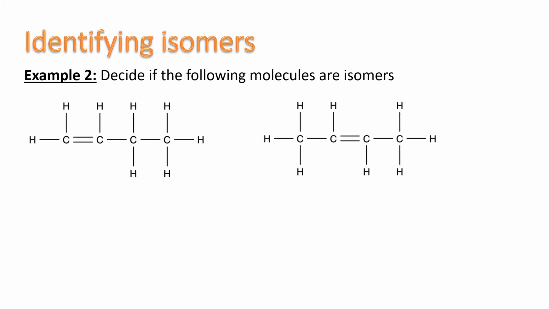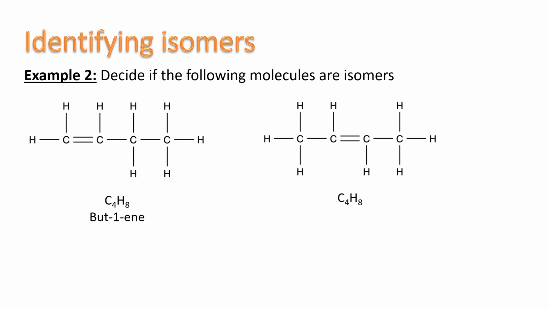Okay, let's think about example 2 now. Decide if the following molecules are isomers. Again, we start by working out our molecular formula for each. On the left we have C4H8, on the right we have C4H8. Now if we think about our naming rules, we've got to consider the position of the double bond here. In the left molecule, the double bond is attached to carbon number 1, and so we would call this but-1-ene. Remember, but because there are 4 carbons, ene because there's a double bond, 1 because the carbon to carbon double bond is on carbon number 1.